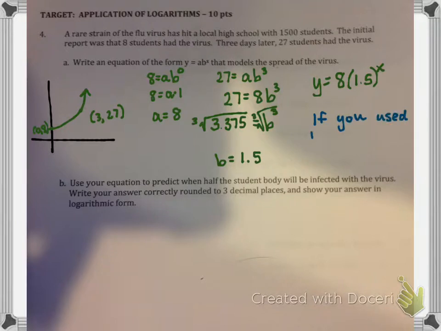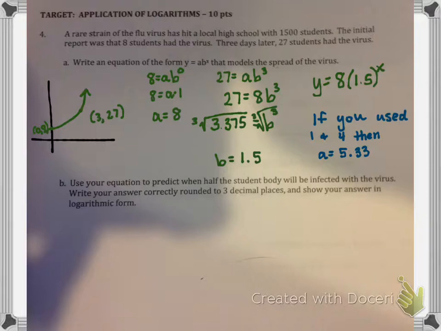However, if you did set it up with 1 and 4 instead of 0 and 3, then the a value that you would have gotten for the day before, that 8, would have been 5.33. You should have still gotten the same b value, but you would have gotten an a of 5.33. The process is exactly the same, so it's totally fine if you did it that way, and that's the answer you got.